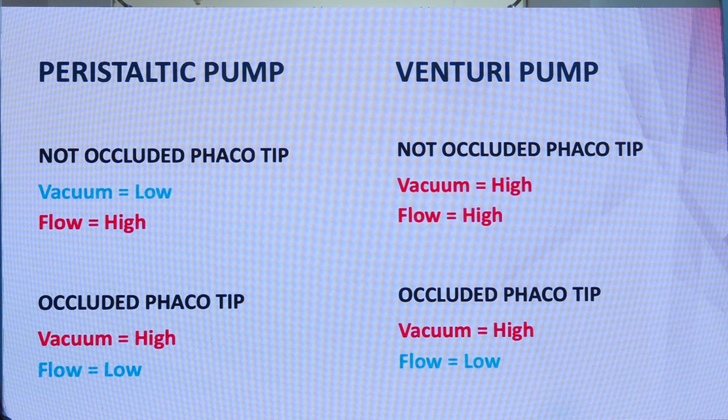When the tip is not occluded, vacuum is low and flow is high. When the tip gets occluded, vacuum rises and flow reduces because there is a hydrostatic condition in the chamber. There is no inflow, so the outflow also stops. Whereas in the venturi, the vacuum is high even when the tip is not occluded, and as soon as the tip is occluded, the flow will reduce according to the customization done by the machine.